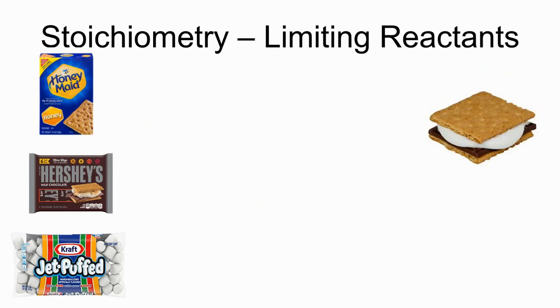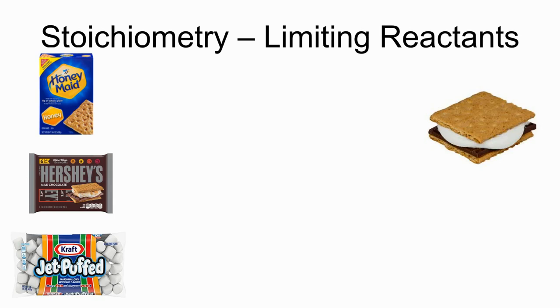And so I wonder if you've ever been to a bonfire and maybe someone showed up with a box of graham crackers and someone with a package of chocolate and someone with a bag of marshmallows. Do you know what will run out first? Well, limiting reactants is the idea of calculating that. What reactant or what food ingredient here is going to run out first when we try to make s'mores?